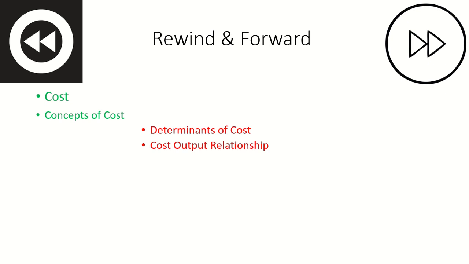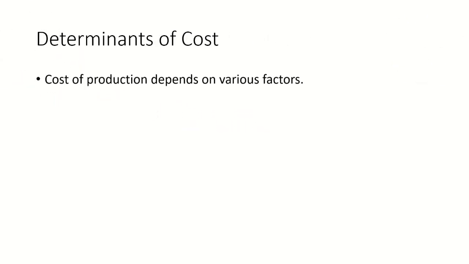We discussed the theory of production, basically the production function in the short term and also in the long term. In this session we are going to discuss the cost output relationship both in the long period and also in the short period. First of all, we can see what the various determinants of cost are.